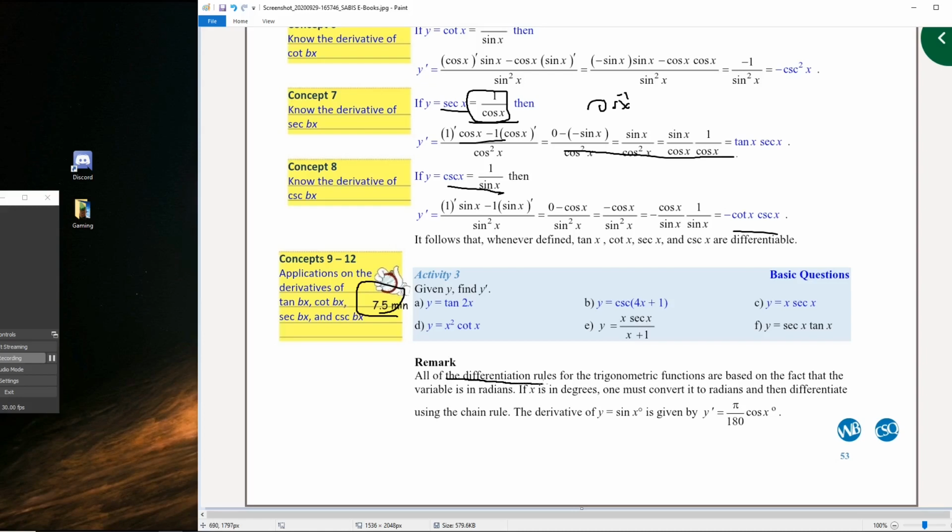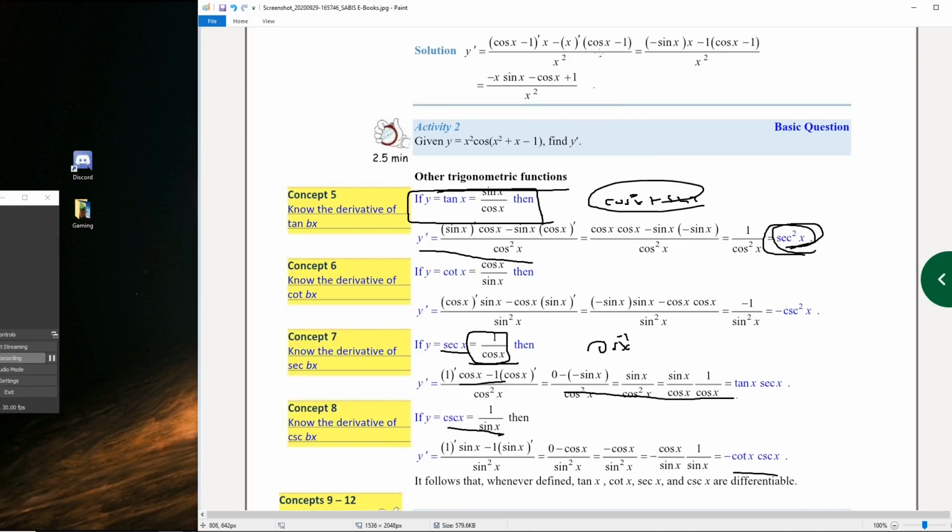remark, all of the differentiation rules for trigonometric functions are based on the fact that the variable is in radians. If x is in degrees, one must convert it to radians and differentiate using the chain rule. The derivative of y equals sine x in degrees is given by y prime equals pi over 180 times cosine x in degrees. A nice remark, and we'll end the section.